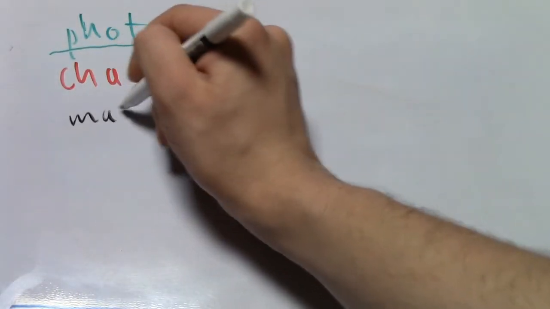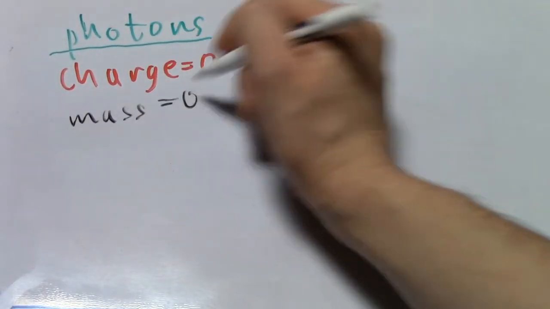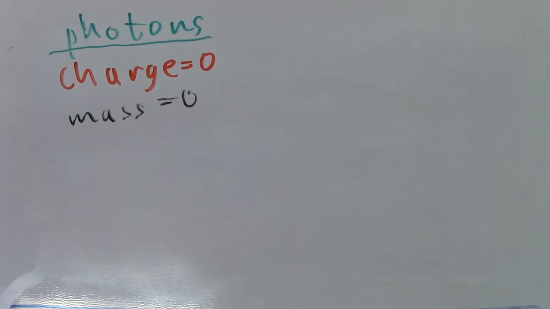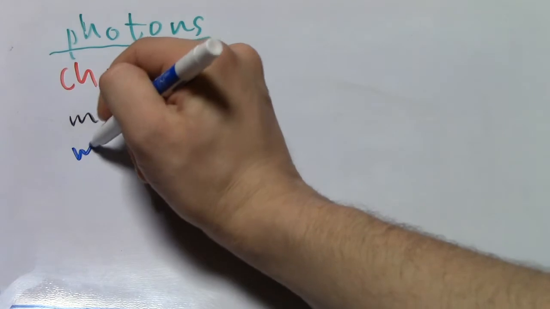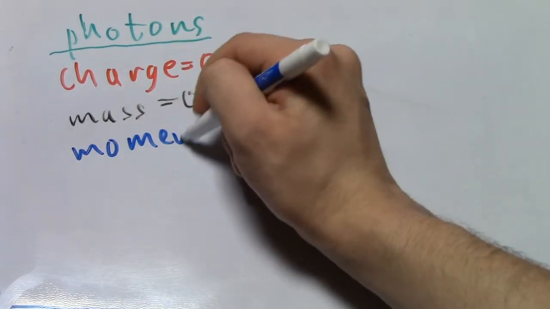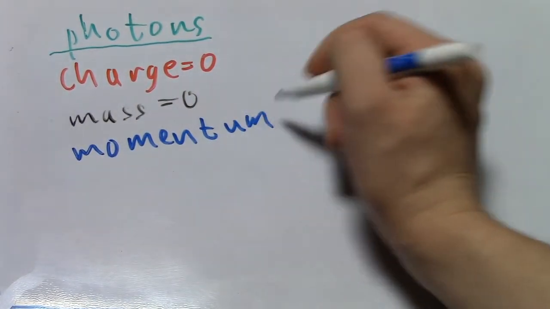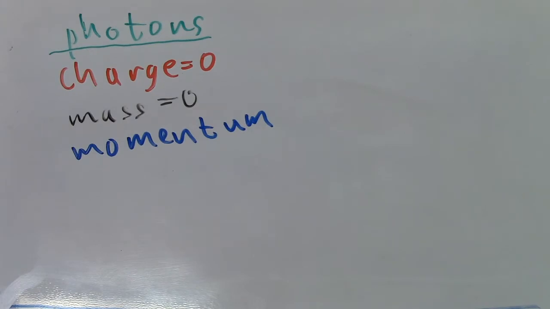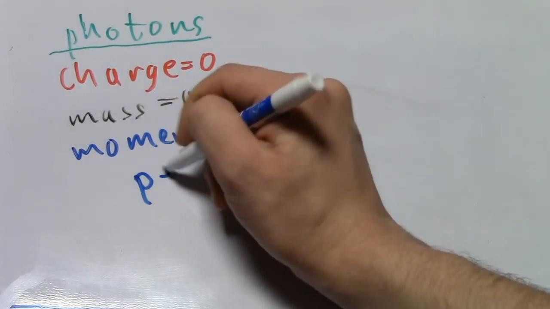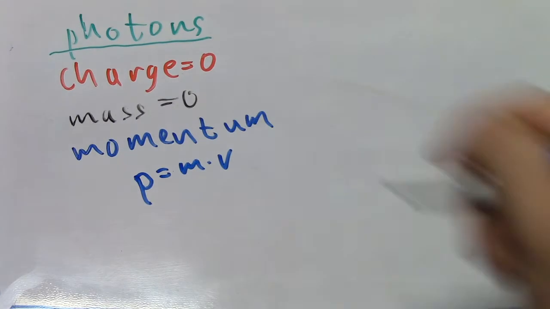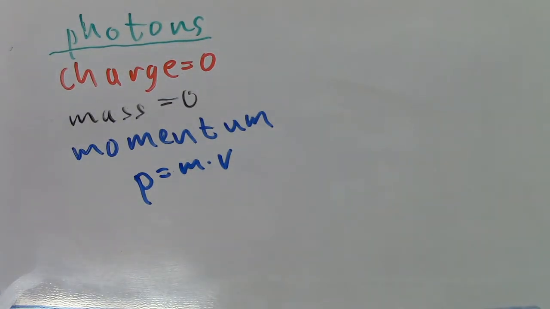Okay, how about mass? Most particles have mass. Well, photons are also massless. But they do have momentum. Now, if you're familiar with momentum, then you probably know that the algebraic way to calculate it is P equals mass times velocity. So this seems like yet another paradox with light.